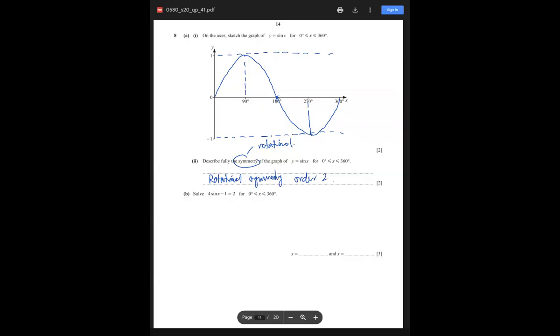What does it mean by order 2? That means if I rotate this entire graph by 360 degrees, one whole turn, how many times can I get back the same shape? Imagine I rotate this by 180, you get back the same shape, and by another 180, 360 degrees, you get back the same shape. I'm not sure if this will be acceptable, but there's also a line of symmetry for this curve. I'm going off topic a bit, but if you extend this to 720 degrees, the graph will repeat itself, but that's also not a line of symmetry. I think the only answer here is rotational symmetry.